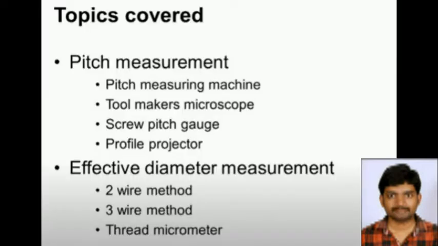In this lecture we will discuss pitch measurement, the measurement of pitch for screw threads, by use of a pitch measuring machine, a tool maker's microscope, a screw pitch gauge, and a profile projector. Then we will move on to effective diameter measurement, wherein we use the two wire method, the three wire method, and the thread micrometer.